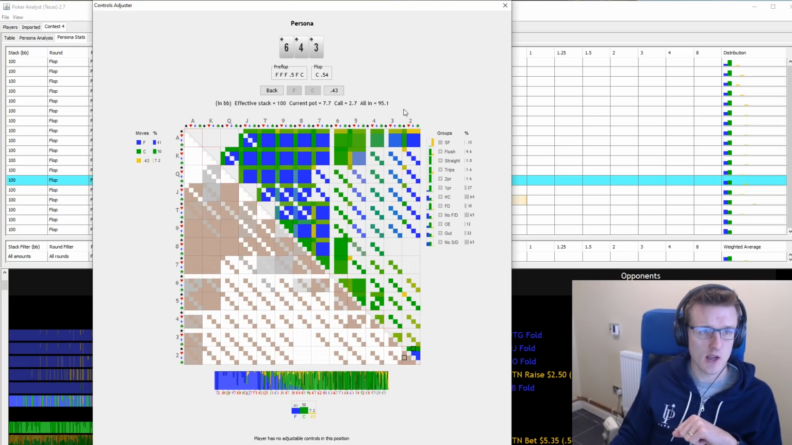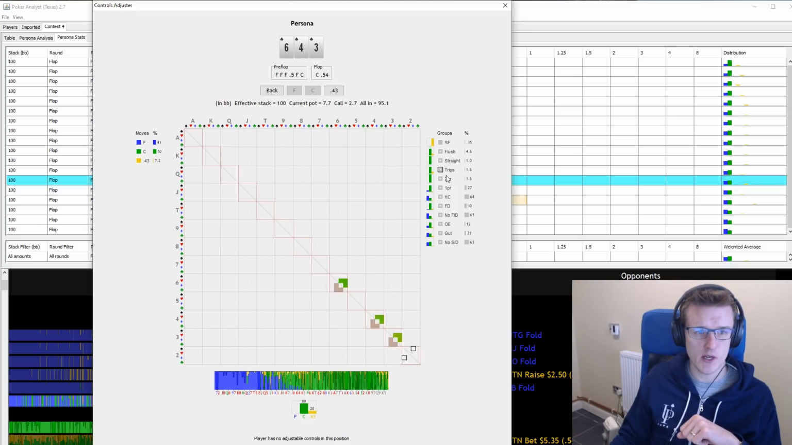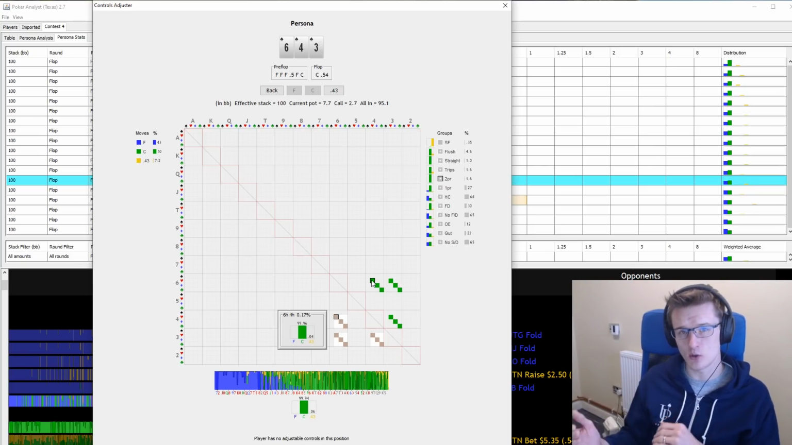You can actually see in this particular example on the 6-4-3, we can hover over two pair here and see that we're actually check raising 0% of the time. We're always check calling if we have a hand like 6-4. So just a really clear check call here. The incentives are so strong that we're not even going to be check raising 2% of the time or something.